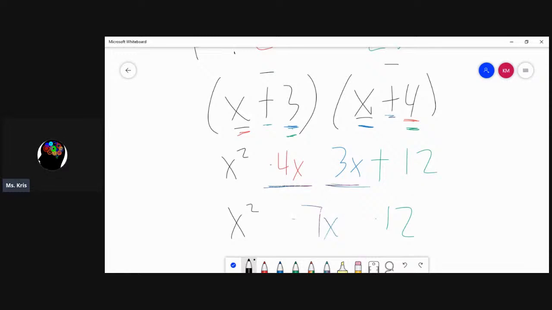And this one. If they're both negative, that means my middle term is going to be negative, but my last term is still going to remain positive. So now that's a minus 4x, my 3x, which gives me a minus 7x. So a negative negative will give you a negative positive. That means your middle term is going to be negative. Your last term is going to be positive.